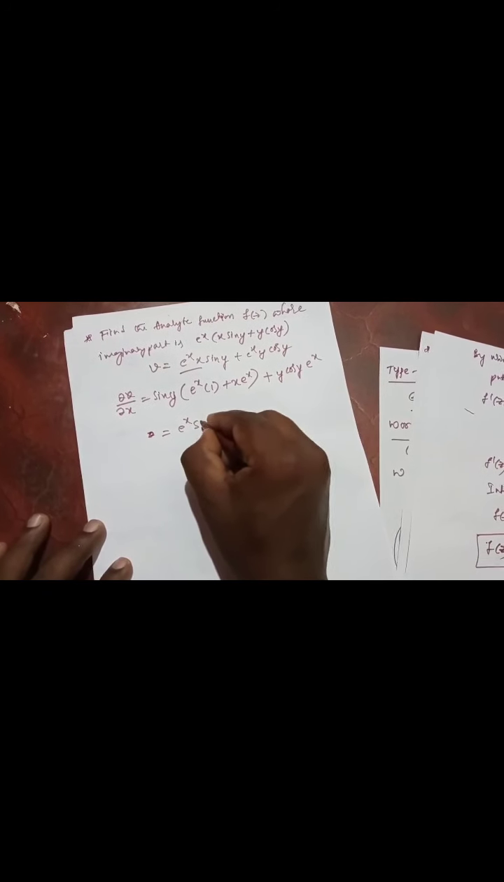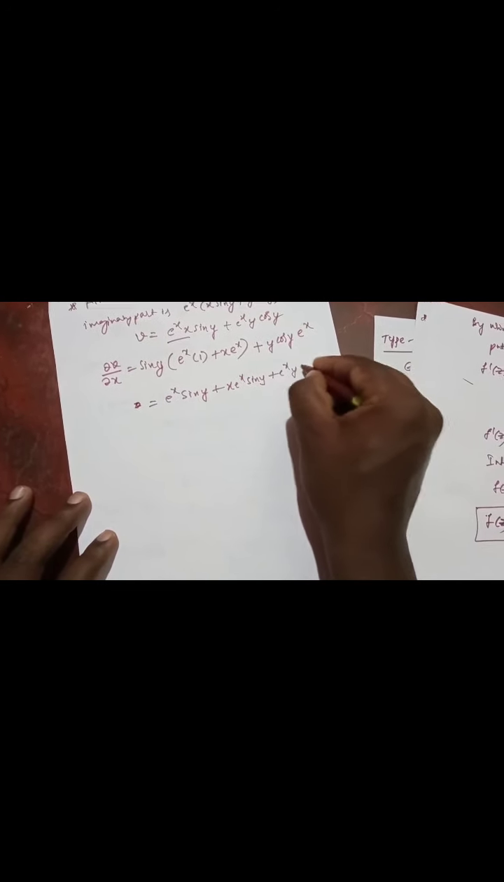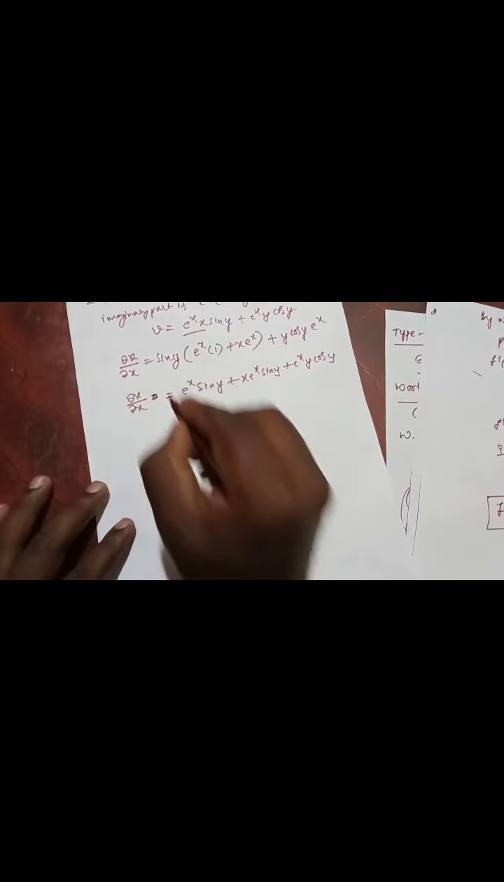Multiply this sin y with e power x into sin y, x e power x sin y plus e power x y cos y. This is our dou v by dou x.